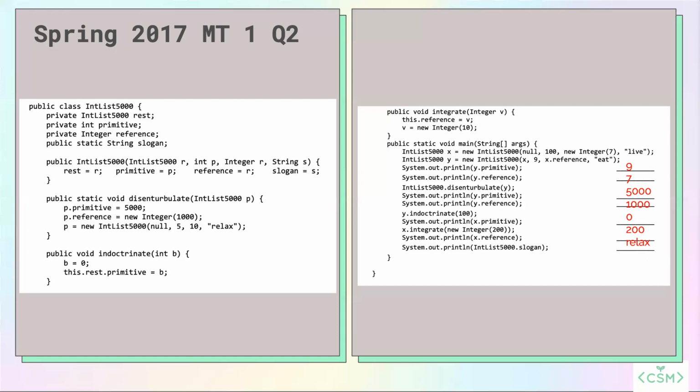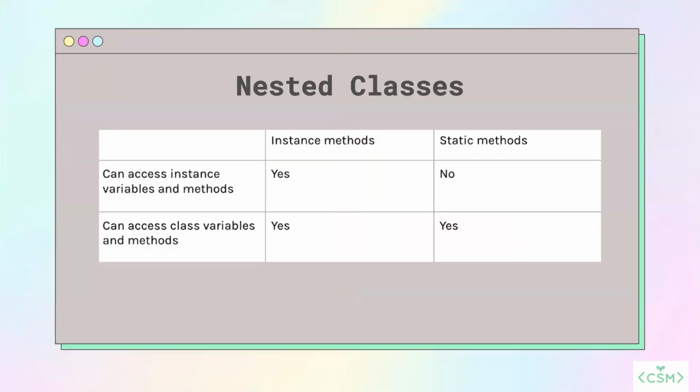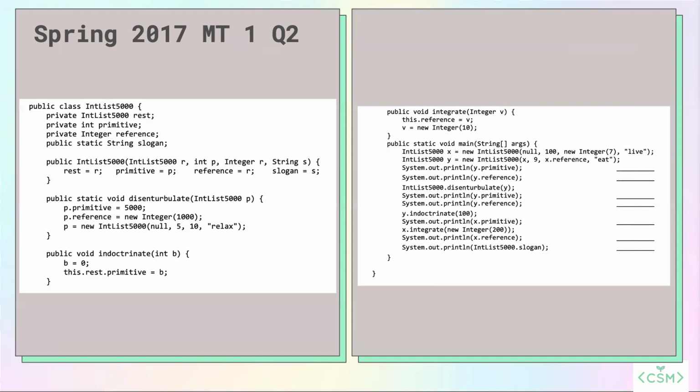Yeah. Since slogan is a static variable, if you were to call slogan on x or y, would they also be relaxed? Or no? Slogan on x or y. So static should be, yeah, you only access class variables and methods. So yeah, that would change every time you call it. Okay, cool. I'll pass it off to the last person.